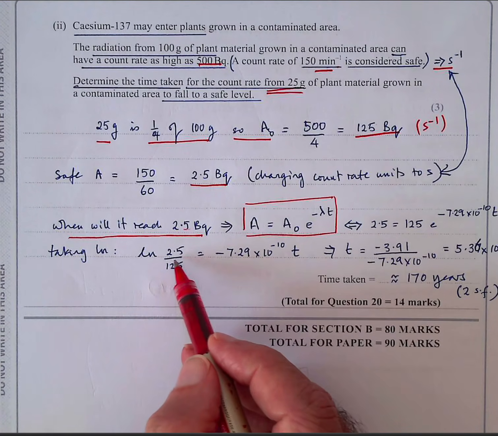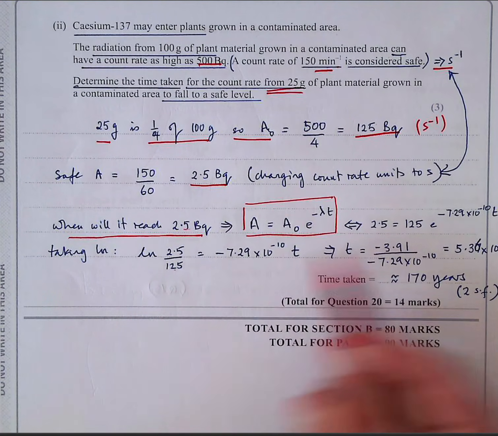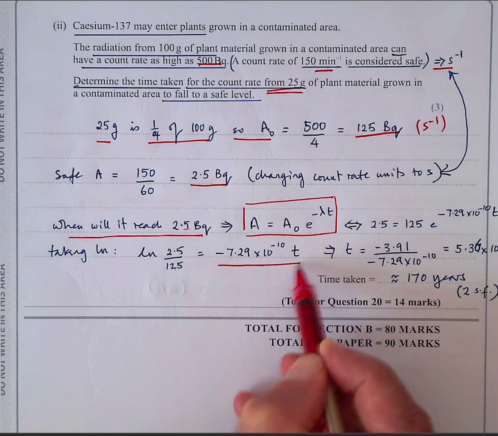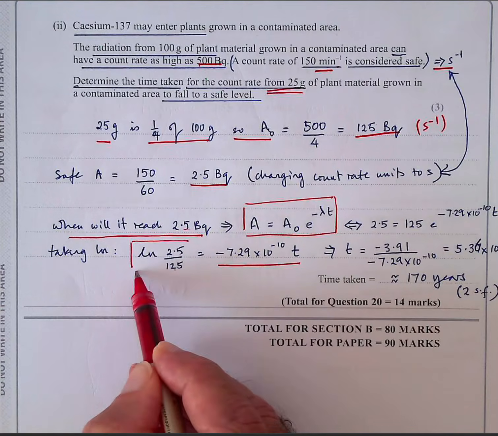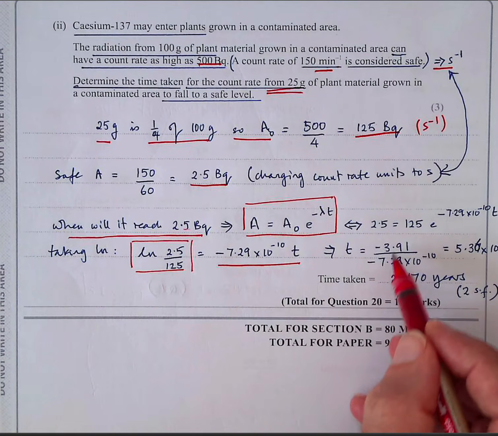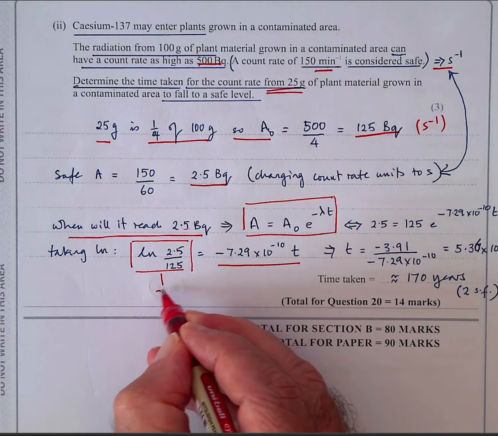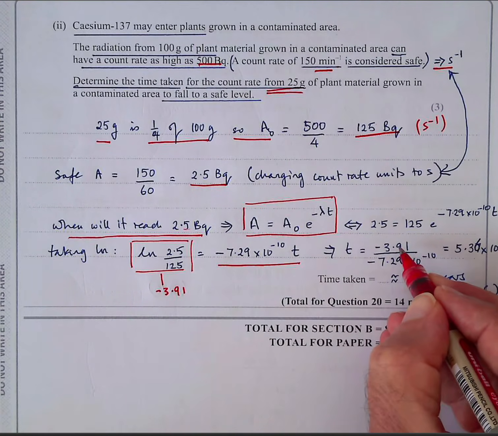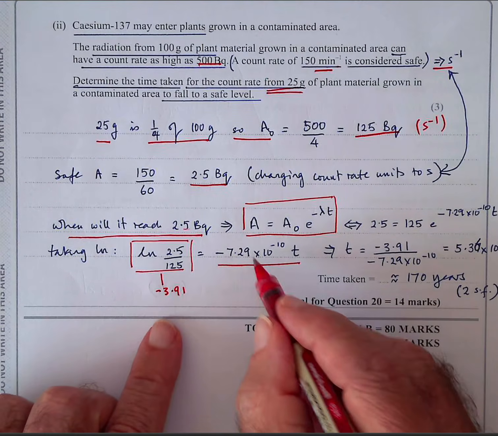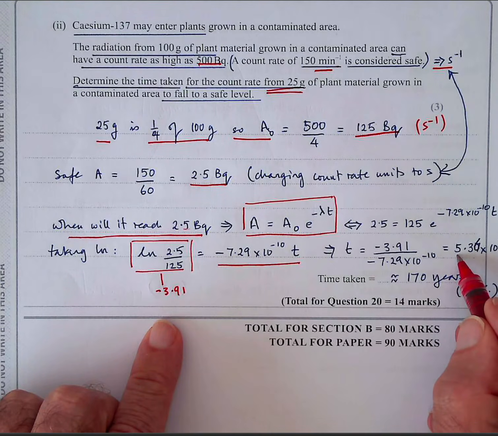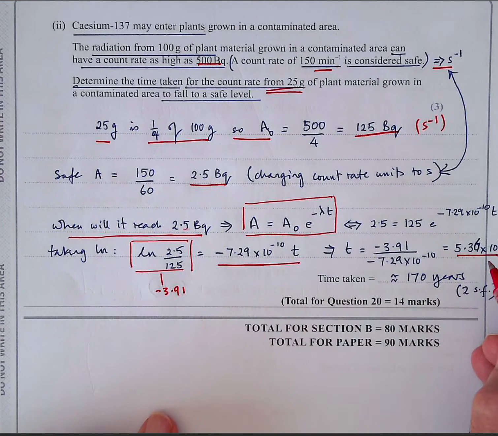So when you do that, log of 2.5 over 125, taking logs basically eliminates the e, will be equal to whatever that log is. And that log is minus 3.91. So the minuses cancel out. So changing the subject of the equation, you get 3.91 divided by 7.29 times 10 to the minus 10, which gives you a value of that. And again, we know that we can convert it into years if necessary.